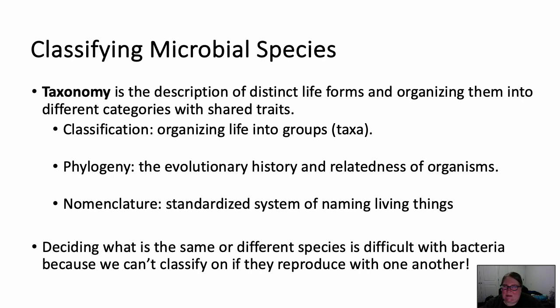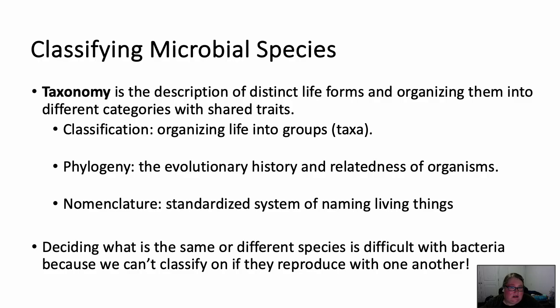We have to make sure the names make sense. So this is where the nomenclature part of it comes in. We have a standardized system on how we name living things. In fact, the scientific name for things is always the same. It's what we call the genus and species of their taxa rankings. We'll talk a little bit more about this on the next slide when we can see an example.